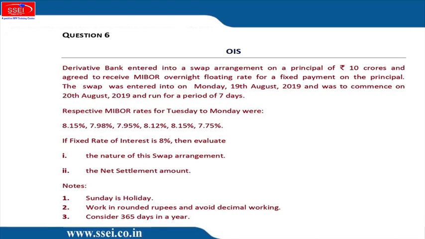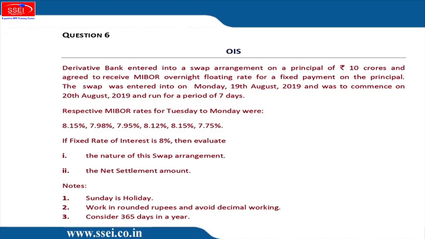Then evaluate the nature of the swap arrangement. I told you the nature of the swap arrangement is the name of the swap, that is plain vanilla OIS, overnight index swap. And what's the second part? The second part is the net settlement amount. Okay, and some notes are given: Sunday is a holiday, round off the rupees, consider 365 days in a year. So the sum is very, very simple.